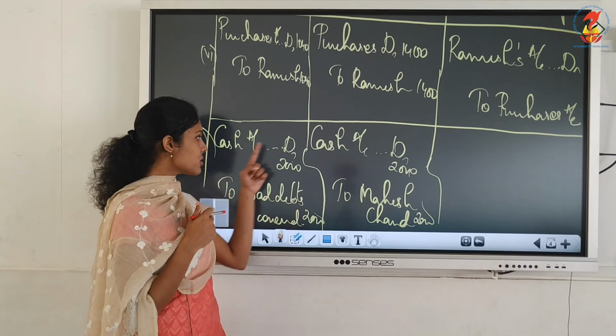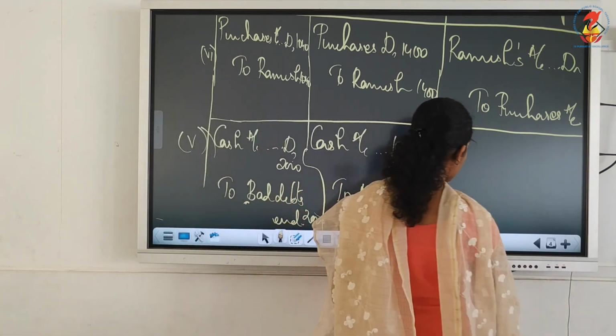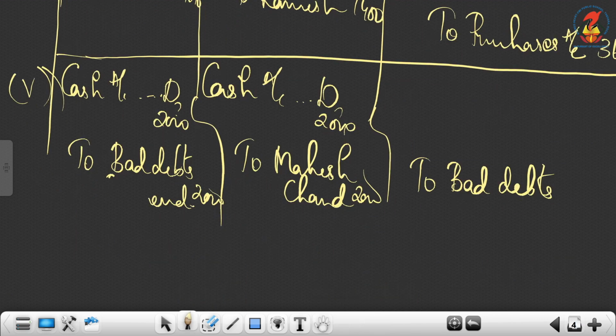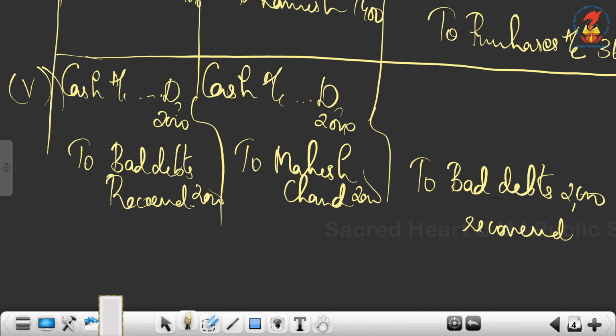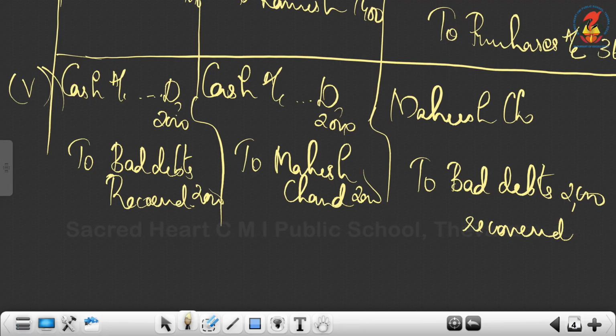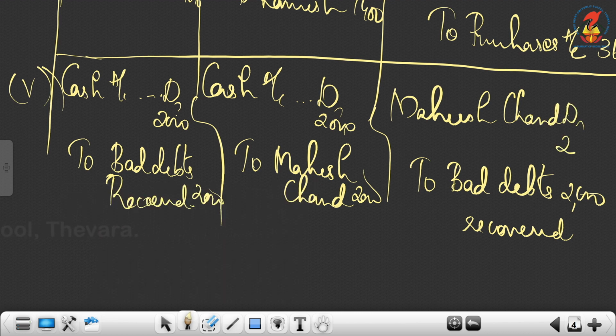How will you rectify? There is no mistake with respect to cash account. Bad debts recovered we had to credit, which we haven't done. So we will do it now. So credit bad debts recovered 2000. Then Mahesh Chand was wrongly credited, which we will cancel. So debit Mahesh Chand now with the same amount, 2000. So Mahesh Chand debtor to bad debts recovered is the journal entry.